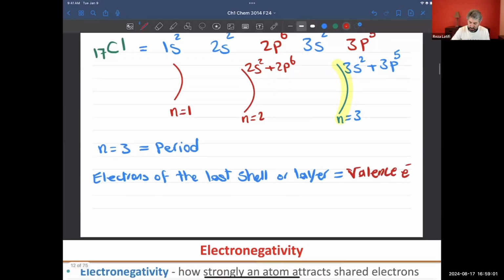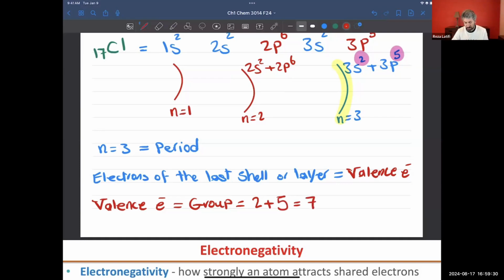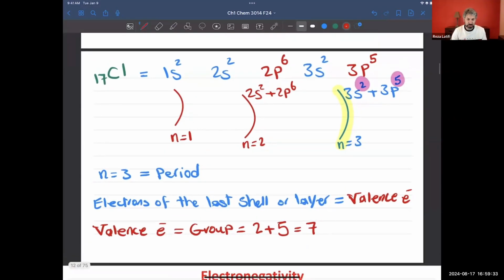So now that you figured the highest n is equal to 3, look at n equal 3 and ask yourself, how many electrons are there? So valence electrons equal group number, which is 2 inside the 3s orbital. I'm going to highlight them. So I have 2 electrons here plus 5, 2 plus 5. This element belongs to group 7. So chlorine belongs to the third period in group 7.